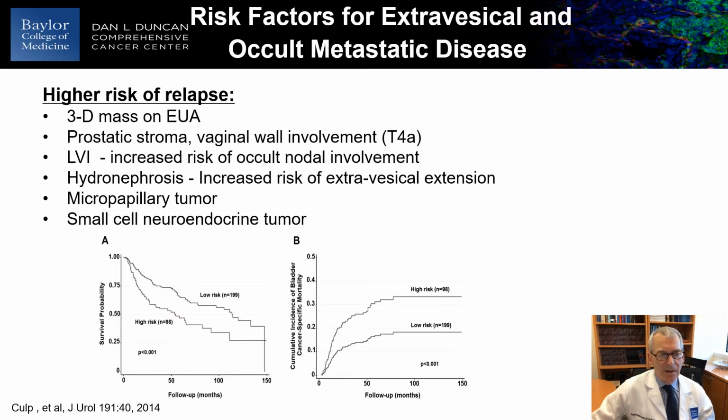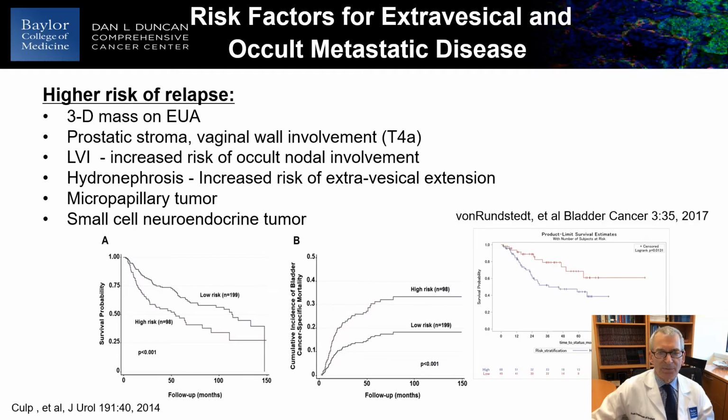And they used these to identify patients who were at low risk or high risk for both overall survival and cancer-specific survival. Not surprisingly, patients with any of these features were in the high-risk group and had worse outcomes. We took a look at our own data when Fritz von Rundstedt was a fellow here and published this a few years ago and found essentially identical findings.